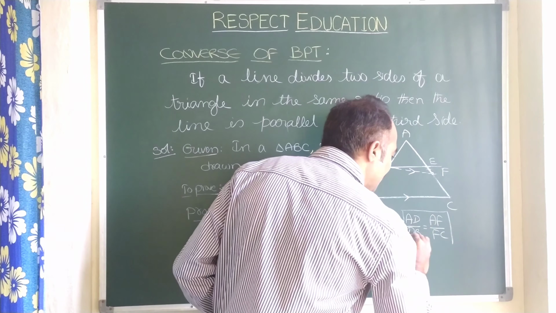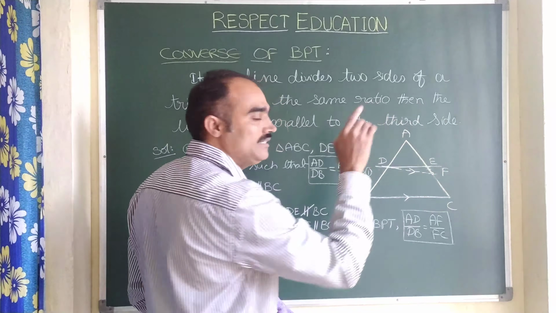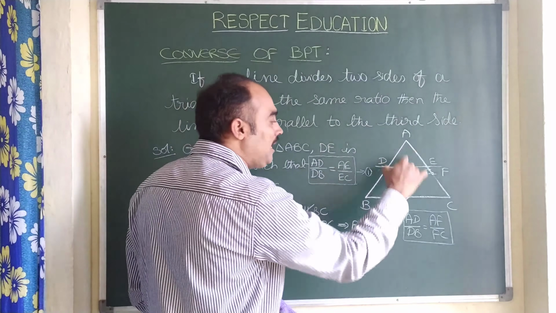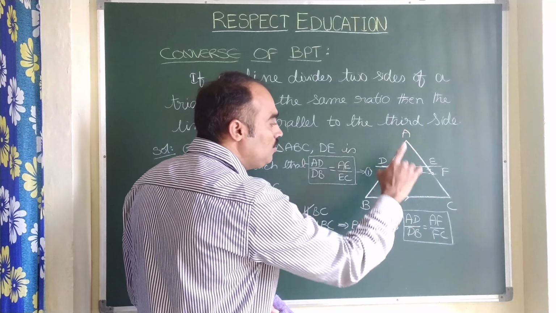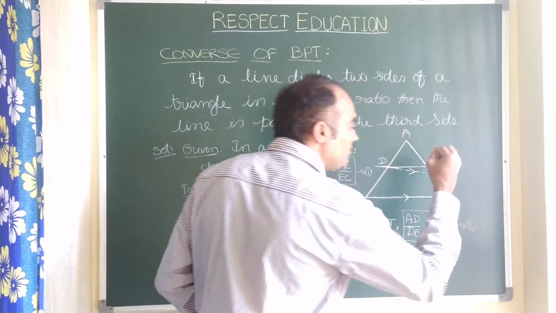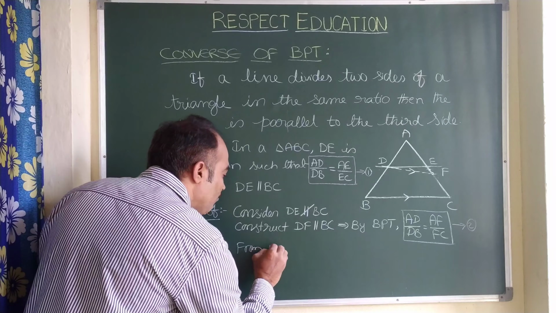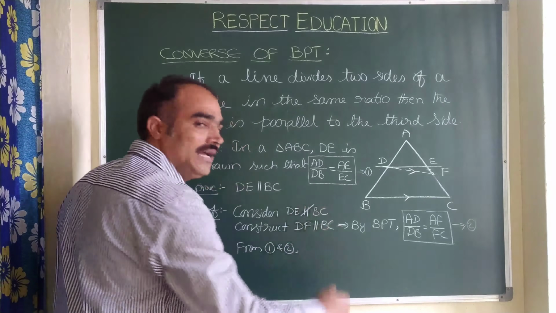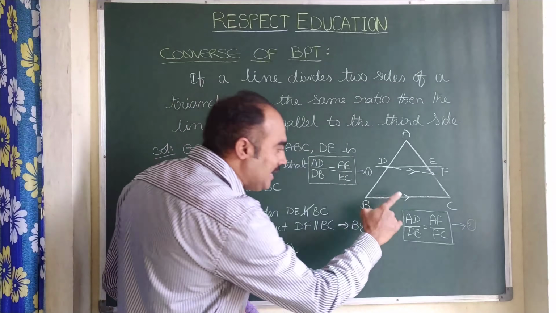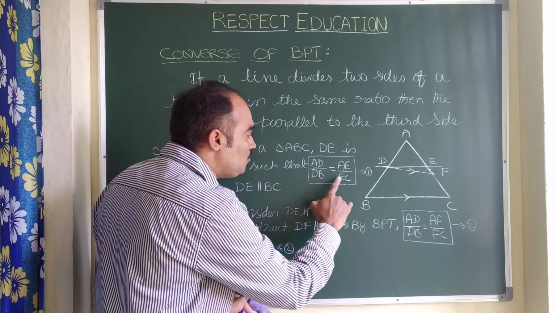Clear? So here DF follows the BPT theorem because DF is parallel to BC but not DE. DF is parallel to BC, that's why we applied the BPT theorem for DF only, to this triangle ABC. Let us take this as equation number 2. Now compare 1 and 2. From 1 and 2 we can say AD by DB is equal to AE by EC, and the same AD by DB is equal to AF by FC. Here these two are equal.